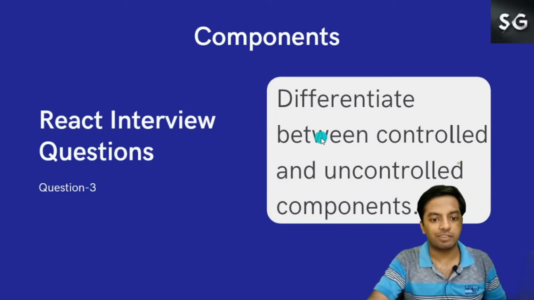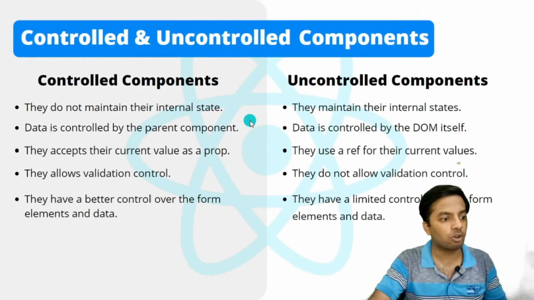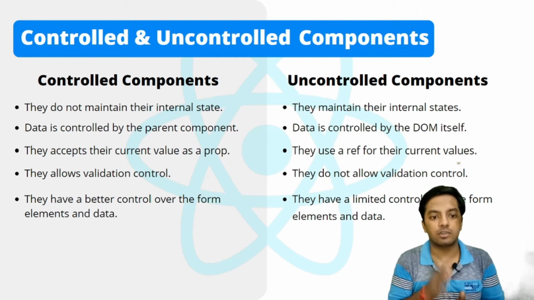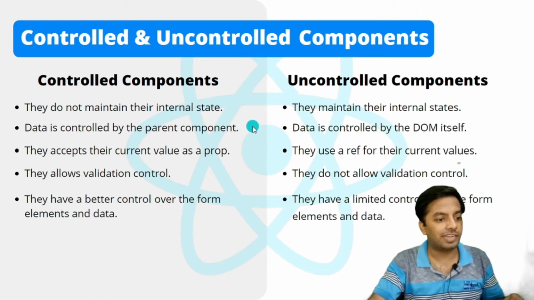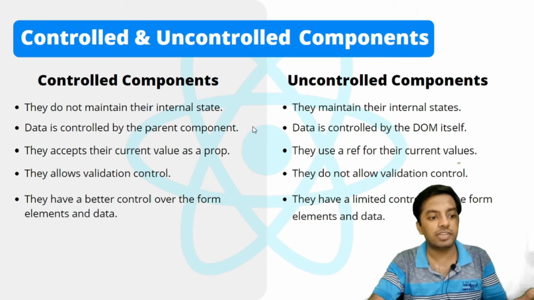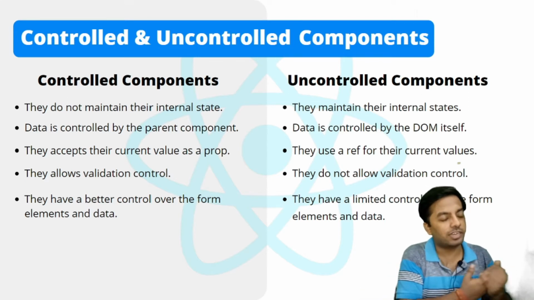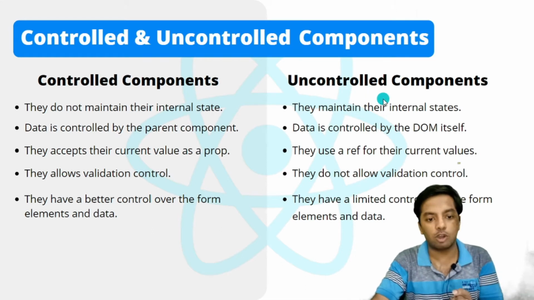Next question is, differentiate between controlled and uncontrolled components. So what are controlled components? Controlled components do not maintain their internal state, whereas uncontrolled components maintain their own internal state. In controlled components, data is controlled by the parent because they are not maintaining their state. So the parent is the one that controls the data via props. Whereas in uncontrolled components, data is controlled by the DOM itself.